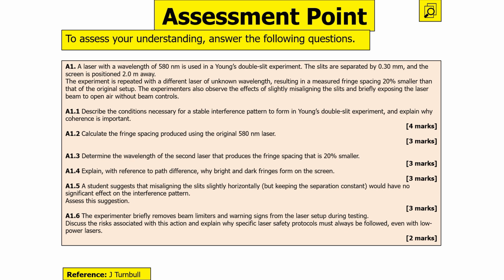Explain with reference to the path difference why bright and dark fringes form on the screen. A student suggests that misaligning the slits slightly horizontally would have no significant effect on the interference pattern. Assess this suggestion. Then the experimenter briefly removes beam limiters and warning signs from the laser setup during testing. Discuss the risks associated with this action and explain why specific laser safety protocols must always be followed, even with low-powered lasers. So pause the video now, then unpause the video when you want to go through your answer.